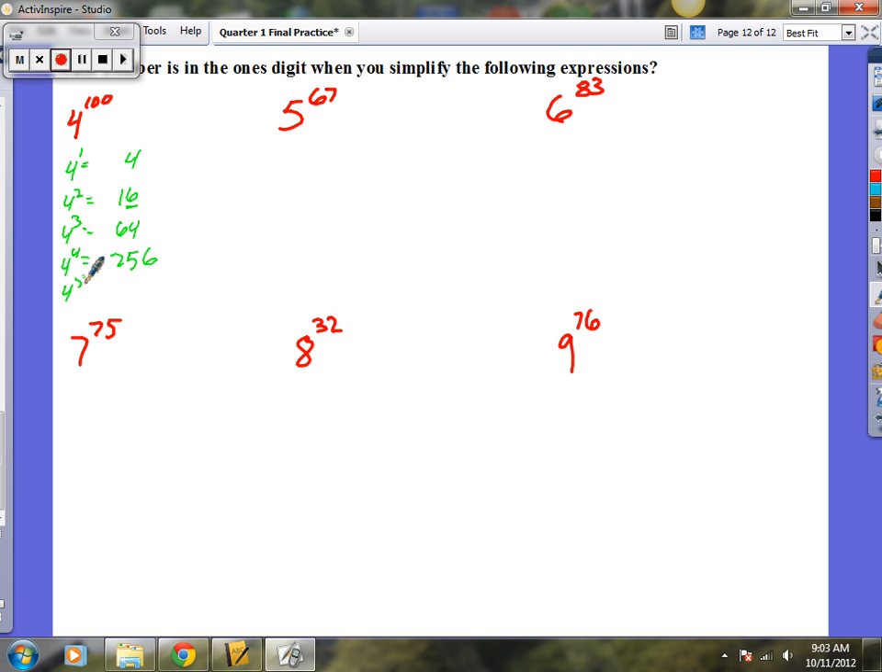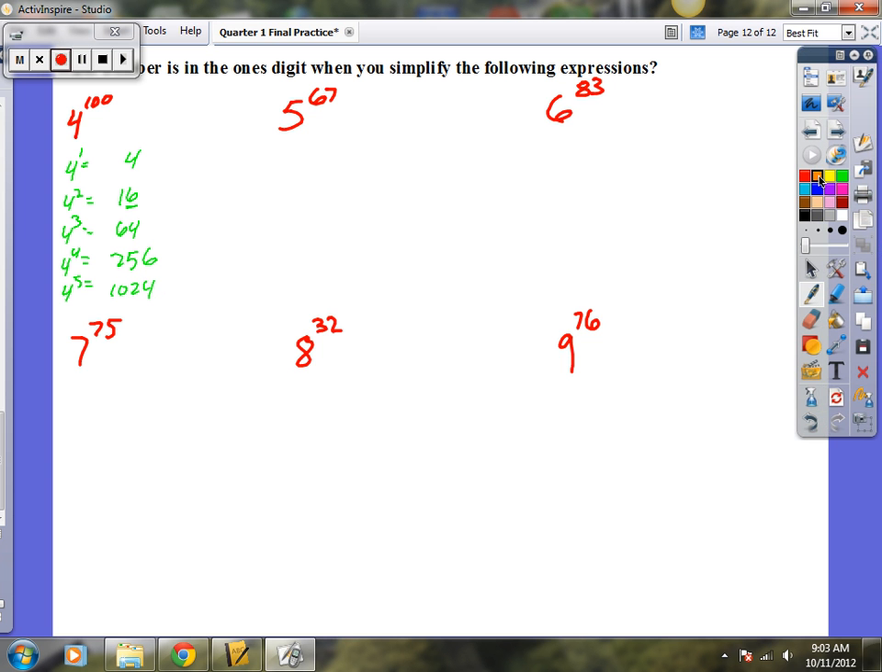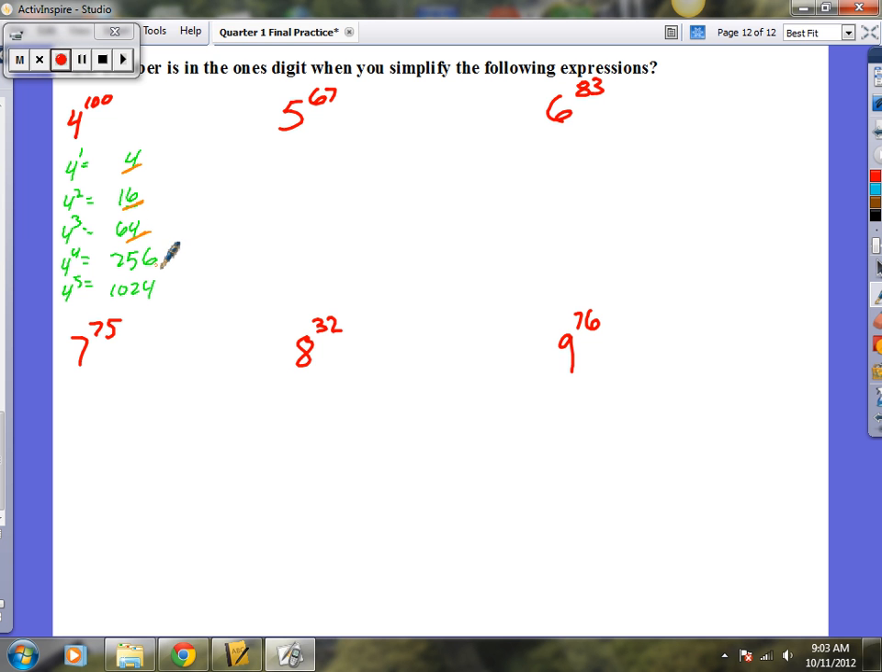So you just need to do a handful of them. 4 to the 5th is going to be, let's see, 256 times 4, 1024. Okay, now look, you've got to find a pattern. Your pattern should jump out at you. Your last number is a 4, then a 6, then a 4, then a 6, then a 4. So it alternates 4, 6, 4, 6, 4, 6, 4.